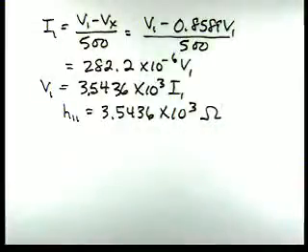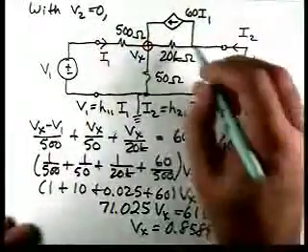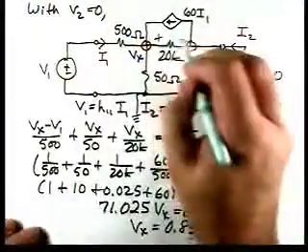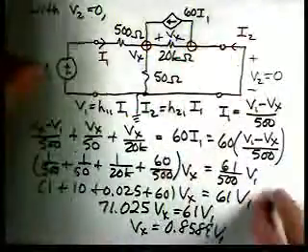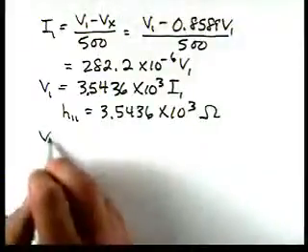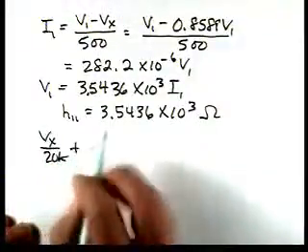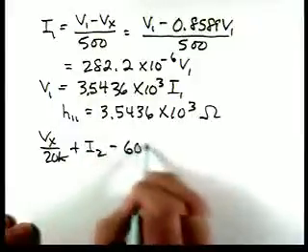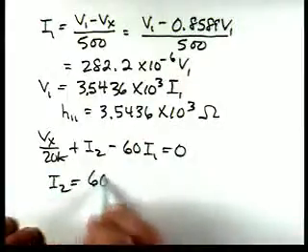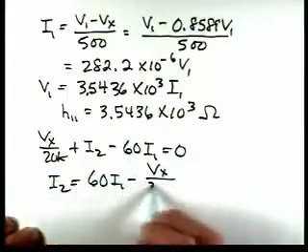Now we still need to get to I2, and if we look, we can apply KCL here. If we look at our circuit, this is the voltage Vx. So by applying KCL at that node, we'll get Vx over 20K plus I2 minus 60 I1 equal to 0. So then I2 is 60 I1 minus Vx over 20K.